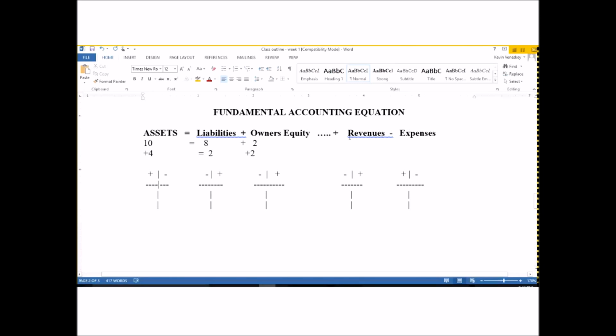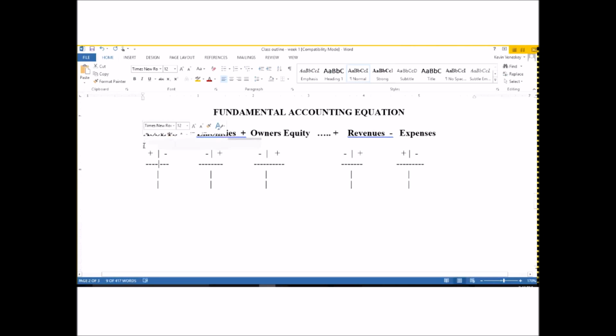And then when we start adding in the revenue and expenses, as you can see, I put the plus and minus in with them as well. So if something happens to revenue, it's usually going to be a plus to the accounting equation. And if something happens to the expenses, it's usually going to decrease that part of the accounting equation.